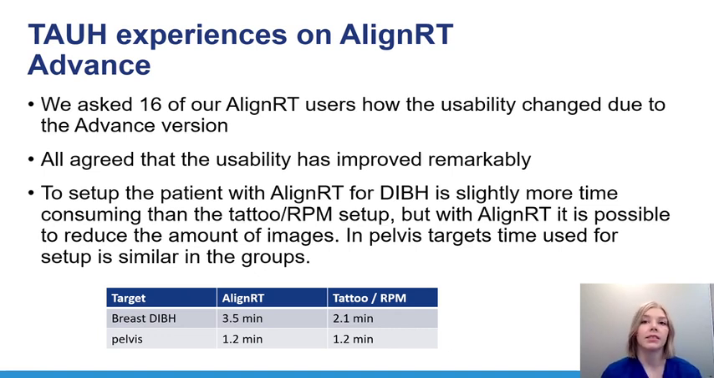But then again, this is because the roll, pitch, and arm position can be adjusted more precisely, and the amount of images can be reduced due to the improved positioning and isocenter accuracy of the patient. In another main group of patients, the pelvis, the time used was similar in both groups.